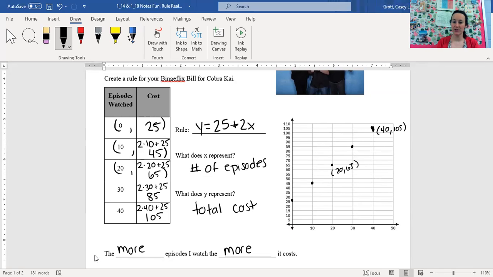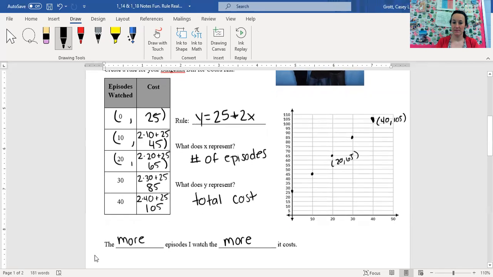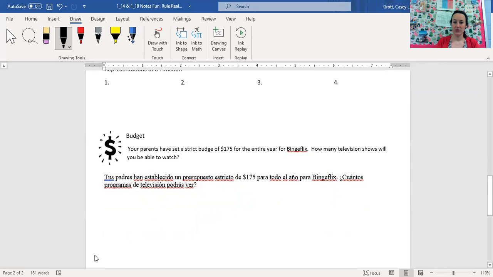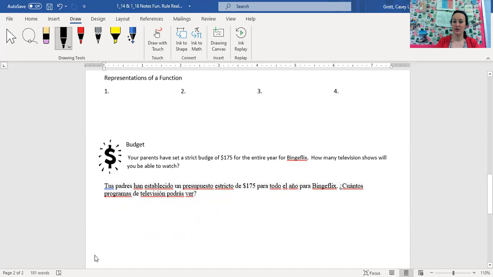We've got 2 things left that we're going to do on these notes. We're talking about functions, and we saw functions in a few different ways today. We saw it in words when we read about BingeFlix and how we were going to rip people off by charging per episode. We put our information in a table. We took our table and put it into a graph. And then we took our graph and made a rule, or an equation.